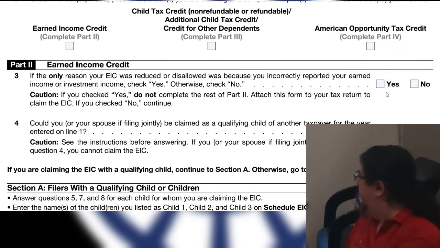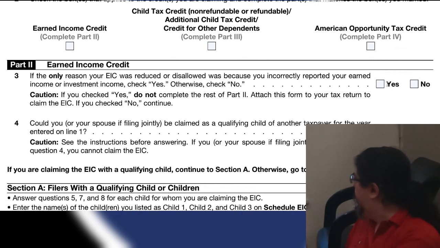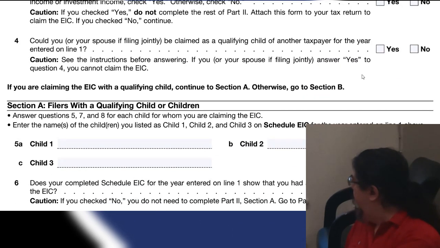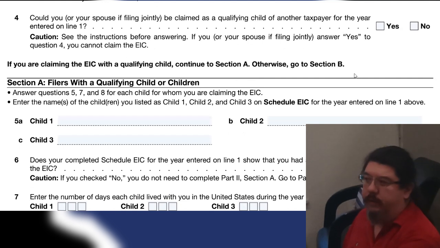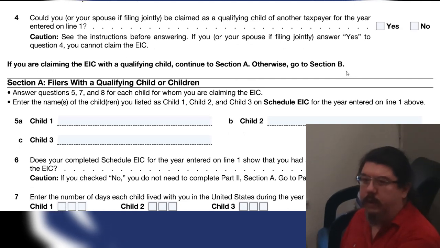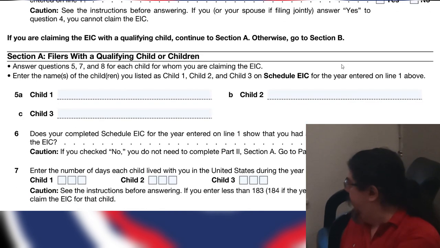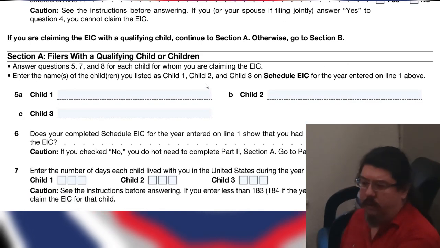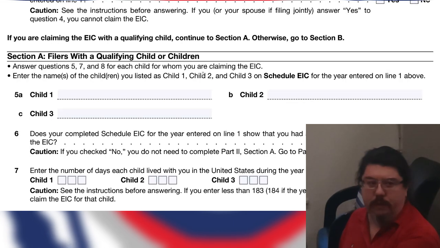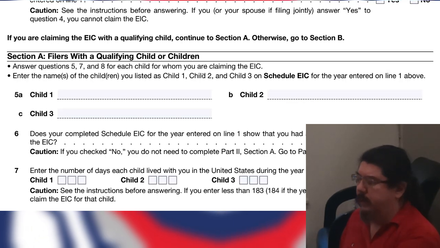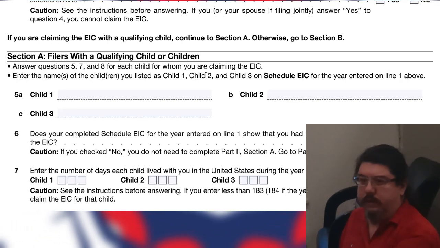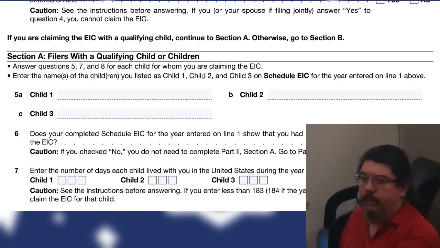and you're done. If there was some other reason, like you claimed your cousin's child, you didn't know that that wasn't allowed, or maybe your child only lived with you 5 months and you thought you could claim the earned income credit, that's not really reckless or intentional disregard. You just didn't know the rules, but now you do.